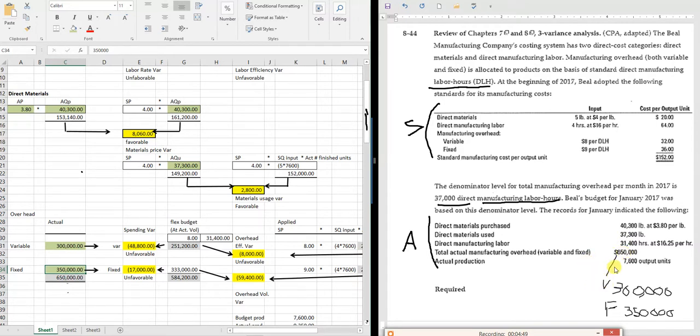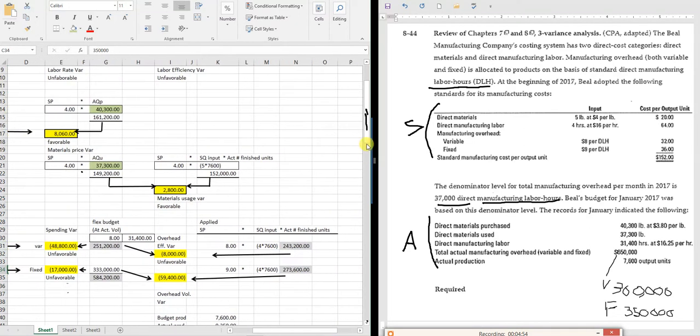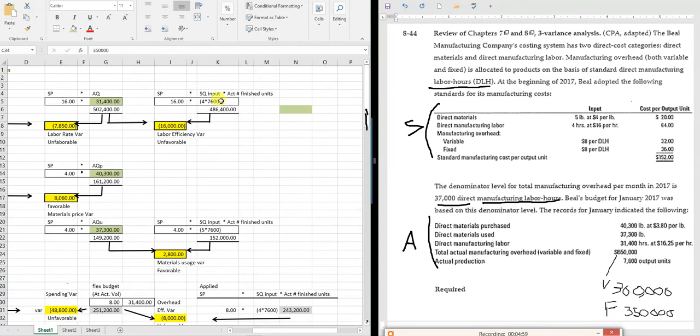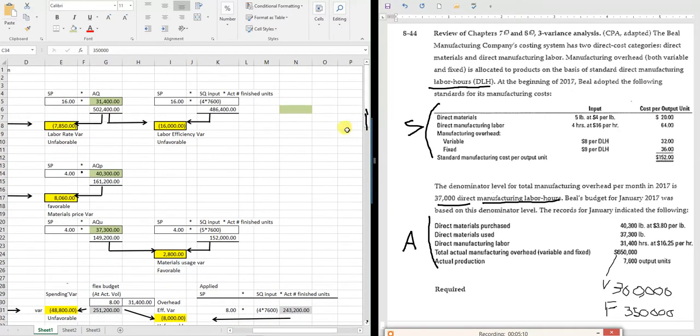Okay, so my actual production is 7,600 units. On the actual quantity, my actual number of finished goods is 7,600, so I'll have 7,600 across each of these. Now I'll work on this column. I need my standard input each. For labor, I need this total number to be in hours. If I have 7,600 units, I'm looking for the standard hours each, and it's 4 hours.